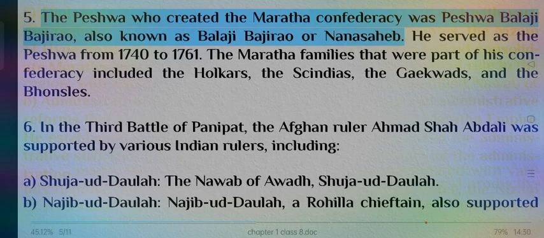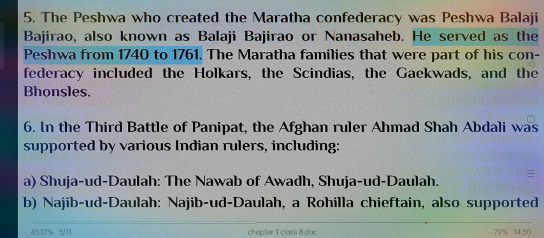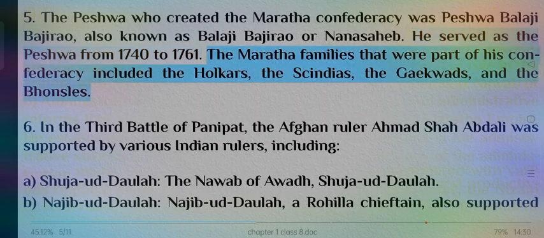5. The Peshwa who created the Maratha Confederacy was Peshwa Balaji Bajirao, also known as Balaji Bajirao or Nana Sahib. He served as the Peshwa from 1740 to 1761. The Maratha families that were part of his confederacy included the Holkars, the Scindias, the Gaekwads, and the Bhonsles.